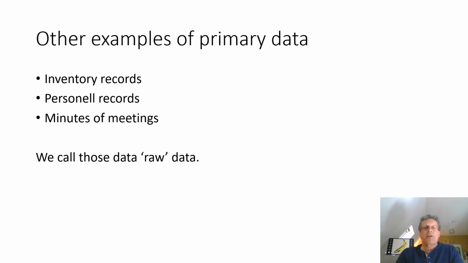Other examples of primary data are inventory records and personnel records. Every company keeps records of their employees. Minutes of meetings are also primary data, and often we call these data raw data.